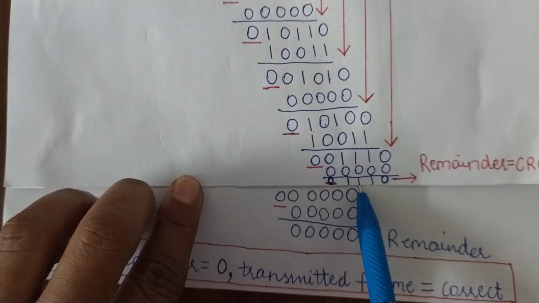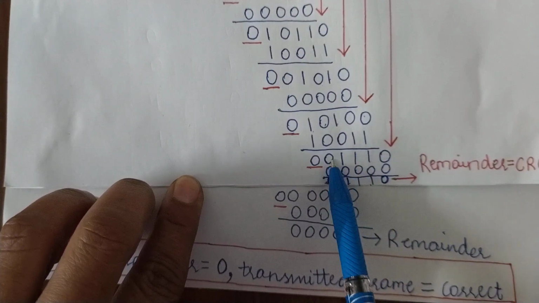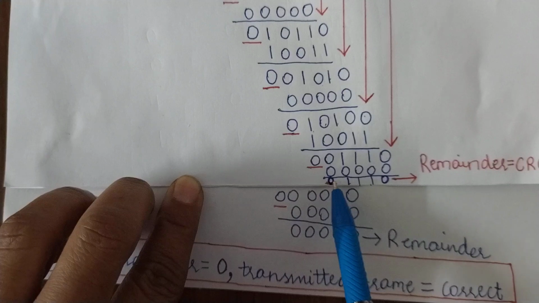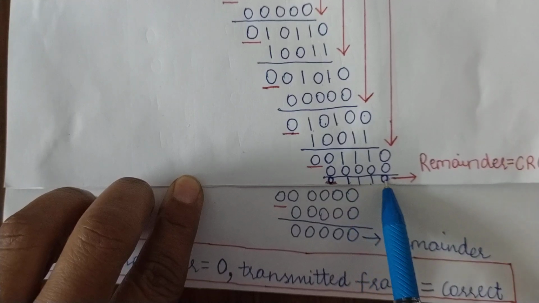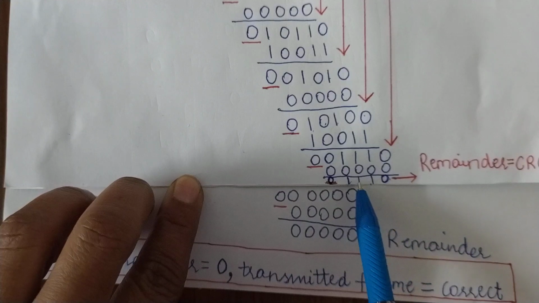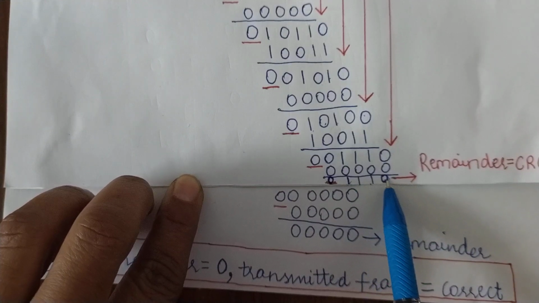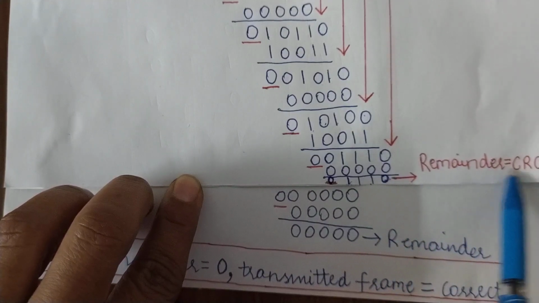So performing the exclusive OR, 0 and 0 gives me a 0, 1 and 0 gives me a 1, 1 and 0 gives me a 1, 1 and 0 gives me a 1, and 0 and 0 gives me a 0. Again I will discard this 0 bit and what am I left with? 1 2 3 4, 1 1 1 and 0. So I am left with 4 bits, which is 1110, and this is the remainder of the binary division, and this remainder is known as the CRC.